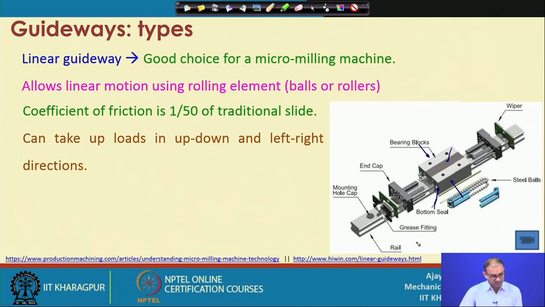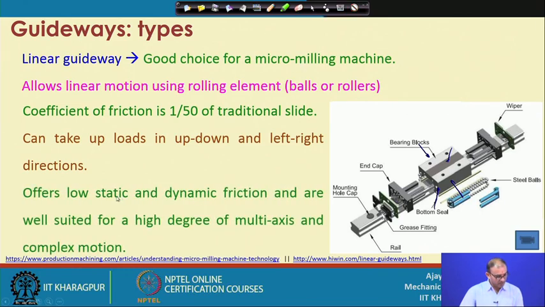So, that is one of the advantages, because when there is a thrust loading and a bending force because of the machining process, at that time your guides or the guideway should not give any type of deflection or deformation during machining. So, that is a very good advantage of this particular part, and it offers low static and dynamic friction and is well suited for a high degree of multi-axis and complex motion.